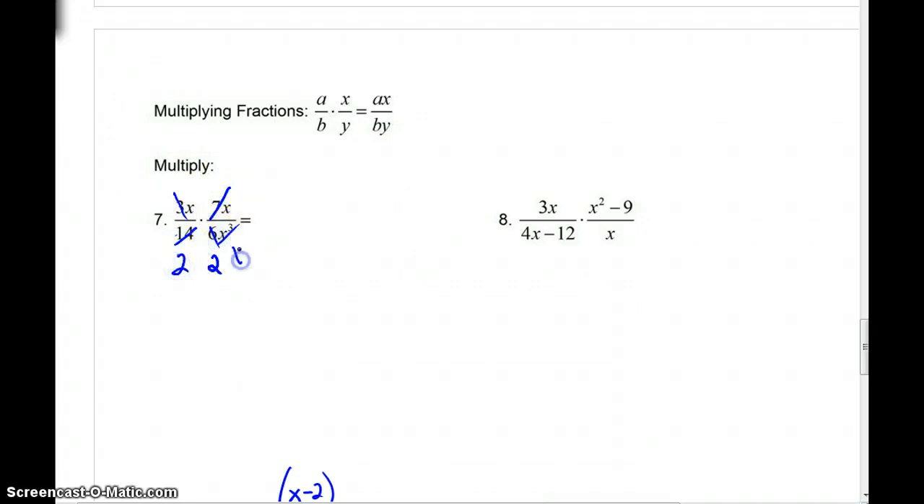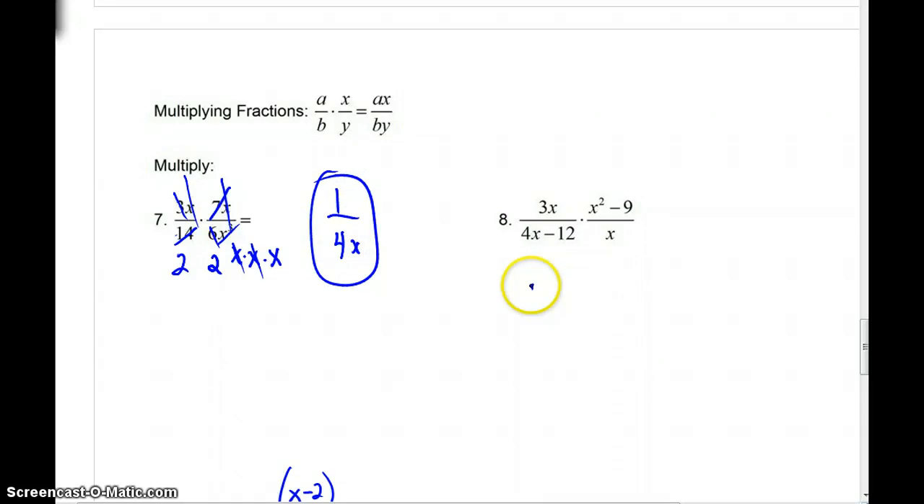X cubed is really 3 x's multiplied in succession. 1 x up on top cancels with 1 down below. This x up on top cancels with an x down below. Look, it appears that there's nothing up on top, but there's really a 1. 2 times 2 is a 4. Then we have an x down below as well.